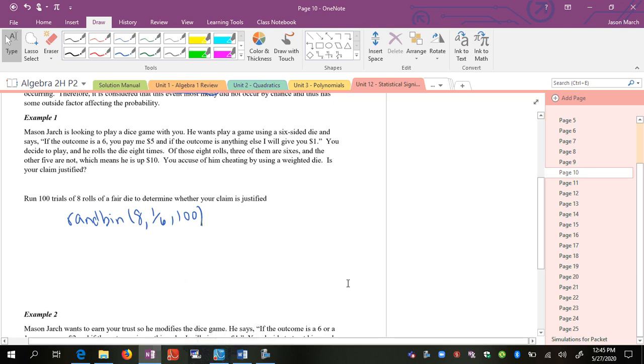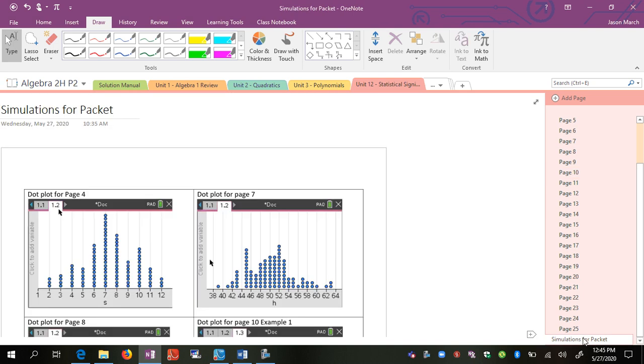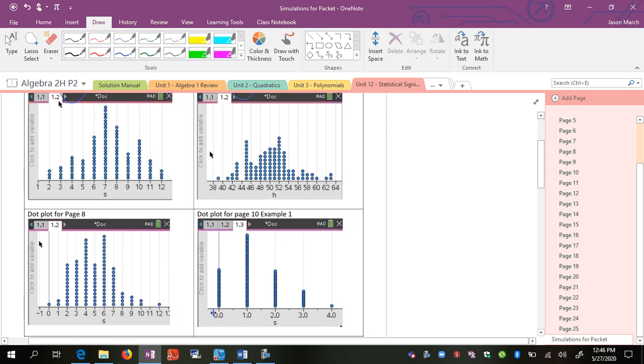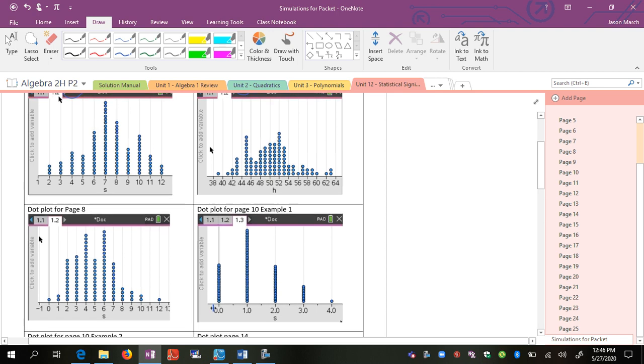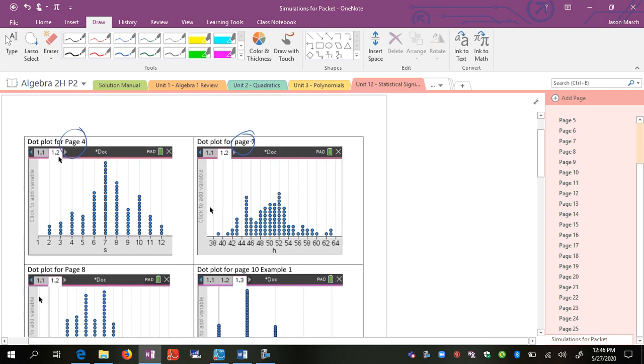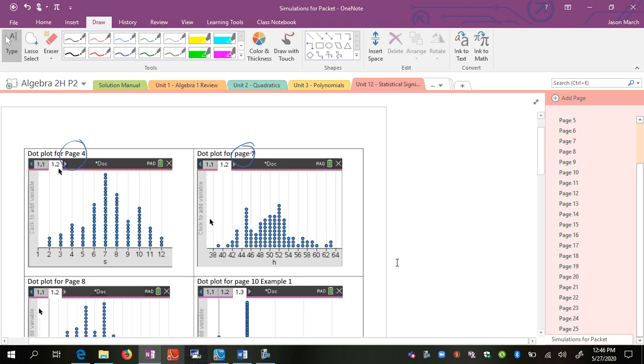Now, if you don't have a calculator at home and you couldn't download the software, on OneNote there is a page that I've supplied that has the dot plots that you will need for each page. You can see that this is the dot plot that we could have used for page 4. This is the dot plot we could have used for page 7. And I could use this dot plot here for page 10, but I'm going to go ahead and still make my own.